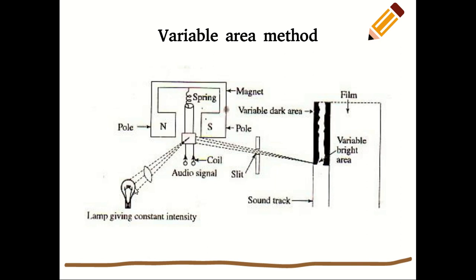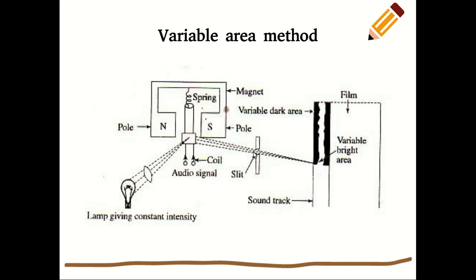Now a light from the lamp, which is again focused with the help of this lens, is allowed to fall on the mirror, from which it gets reflected to the slit. The opening of the slit is not fixed, but it varies as the sound pressure varies. So there is a change in the illuminated part of the slit, the part over which the light is falling.